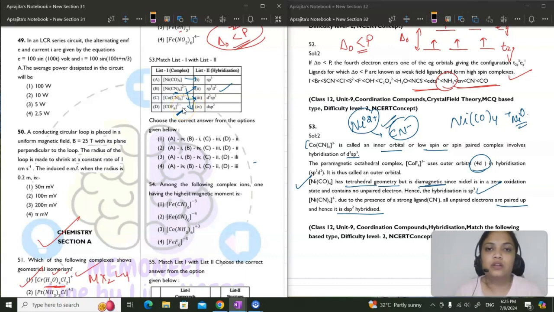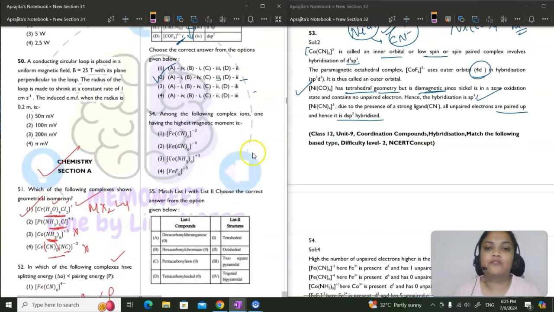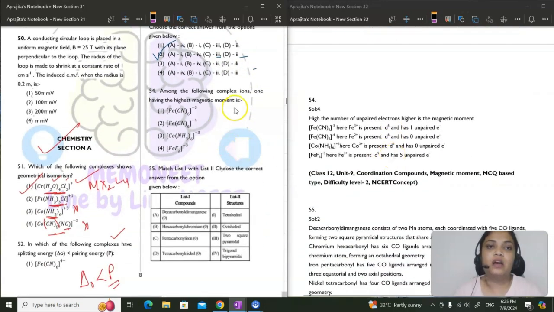Okay, D2 is sp3d2, so that will be the answer, option number 2, C3 and D2. Okay, next question number 54. Among the following complex ions, the one having the highest magnetic moment is.